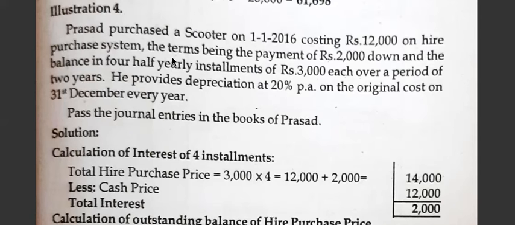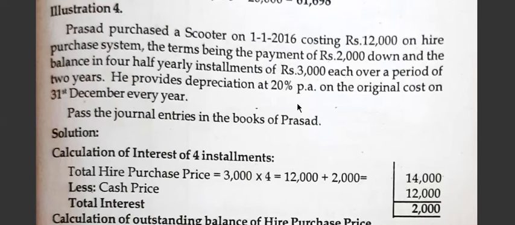So I'll read the problem. Prasad purchased a scooter on 1/1/2016 costing 12,000 on hire purchase system. The terms being the payment of rupees 2,000 down and the balance in 4 half-yearly installments of 3,000 each over a period of 2 years. He provides depreciation at 20% per annum on the original cost on 31st December every year.